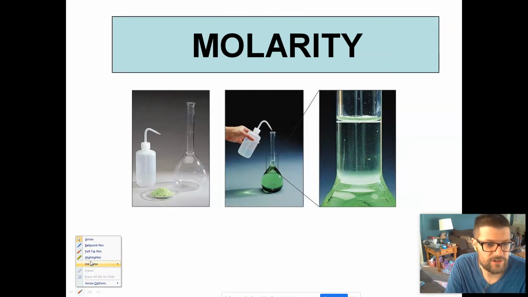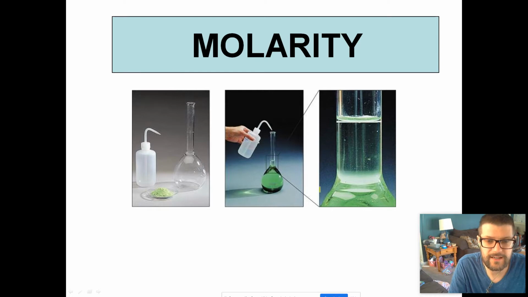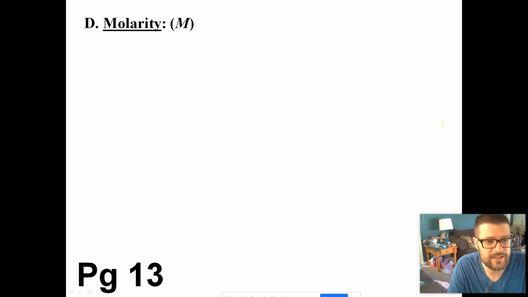I want to talk to you today about molarity. Earlier in our chapter on solutions, we talked about the idea that a solution could be concentrated or it could be dilute. Molarity is where we get a lot more specific about how concentrated or dilute a solution is. This is on page 13 in your solutions packet. And really, I'm just going to explain what it is, and then we'll do some sample problems about molarity.